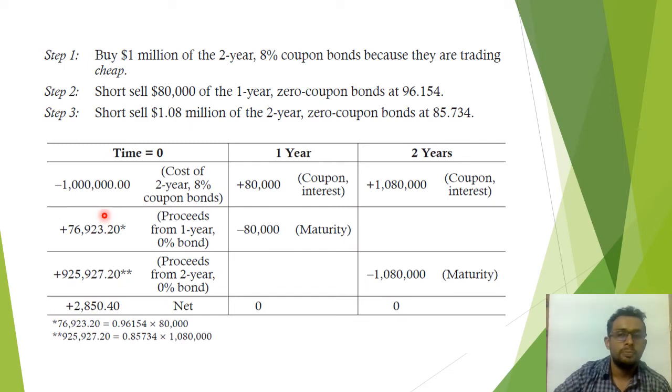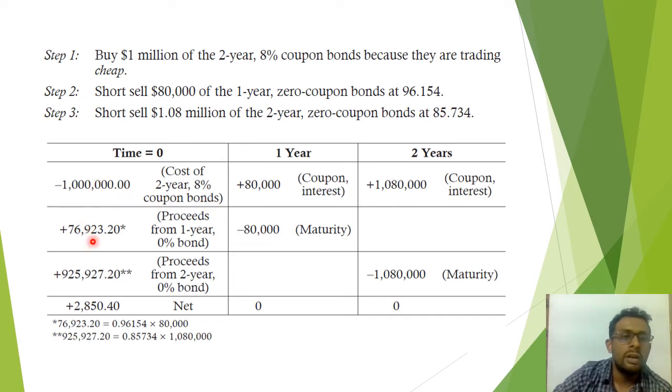If you see, step one goes like buying 1 million of 2 year 8% coupon bonds because they are trading cheap. See, if at time zero we bought that, we'll have to give away 1 lakh rupees. And 80,000 coupon will come at year one, and 10,80,000 rupees will come at year two since we have bought at time zero.